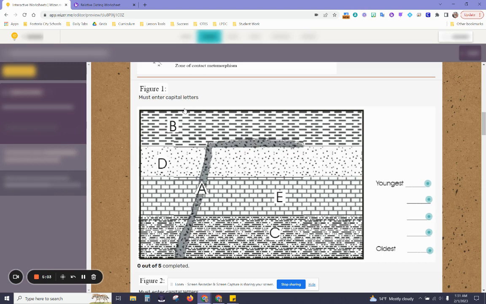Okay, so playing the video again. Let's check your answers. Our oldest here is going to be on the bottom using the principle of superposition. The oldest is on the bottom, so that would be layer C. Again, type in a capital C, capital letters, please. Our next layer deposited on top of that would be E, and our next layer on top of that would be D. So far we have C, E, D.